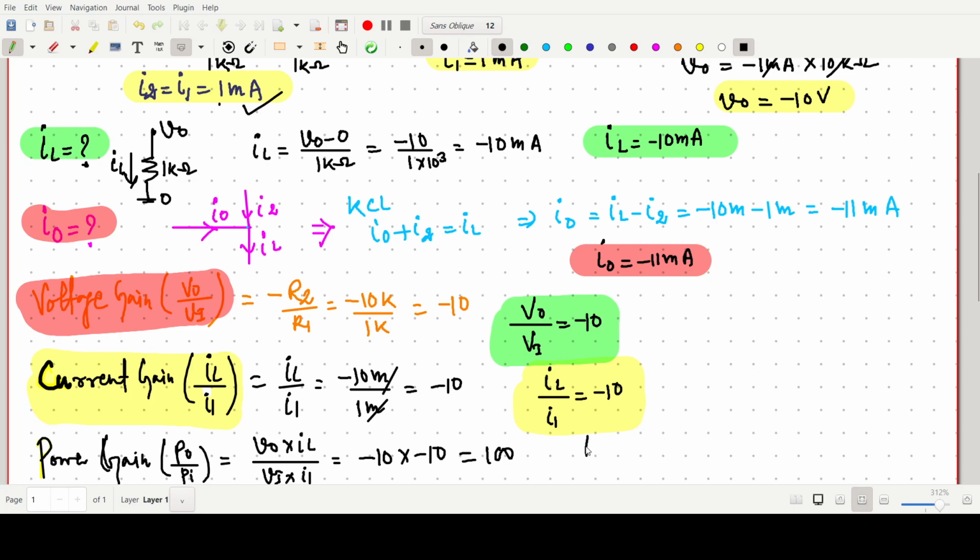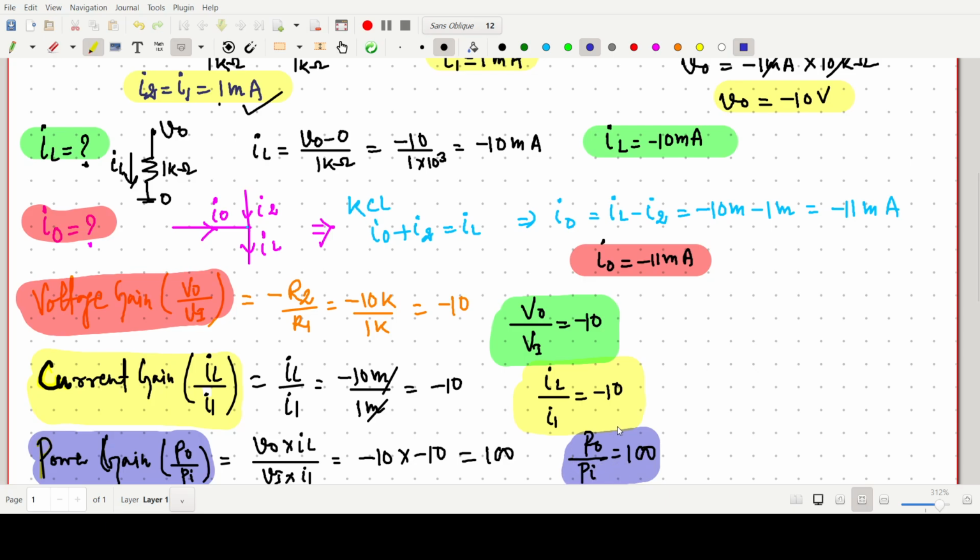So P naught by Pi, if voltage gain and current gain are there, just multiply, and it will give 100. So the final result, the power gain, our final one, will be simply 100.